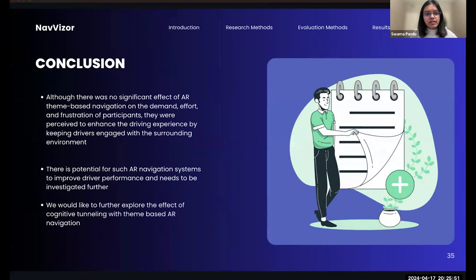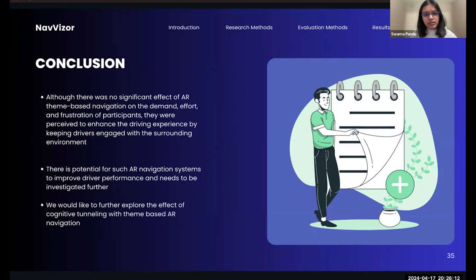The results suggest that there's considerable potential for AR navigation systems to enhance driver performance, but further investigation is needed. While our initial findings didn't reveal substantial changes in key metrics, the perceived enhancement in driving experience indicates that there might be underlying benefits that require deeper exploration.